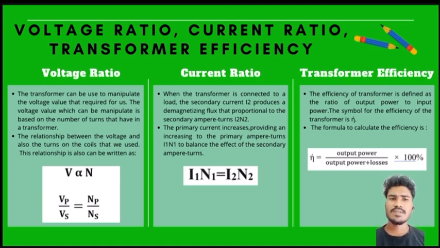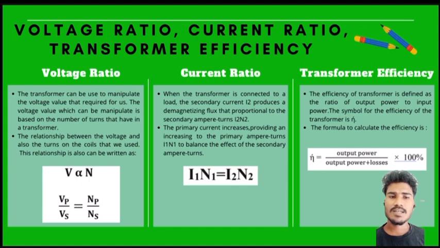So basically, a transformer is used to decrease or increase the value of the voltage and the current that flow into it. Firstly, I will start with the voltage ratio in the transformer. As I told before, the transformer can be used to manipulate the amount of voltage needed for any demands on the voltage. But the question is how we can change the value of the voltage, and the answer is through the number of turns in the coil.